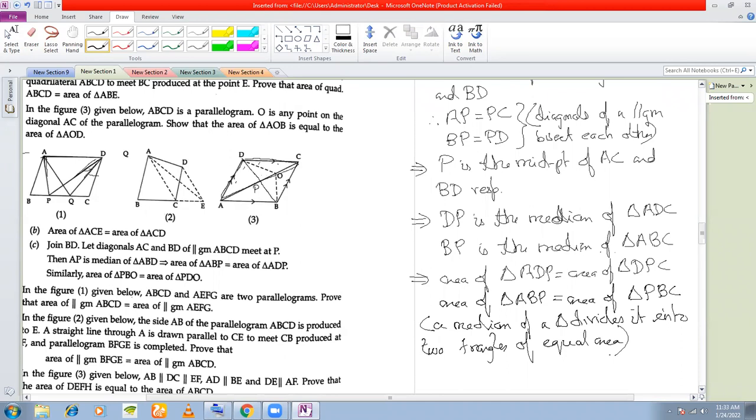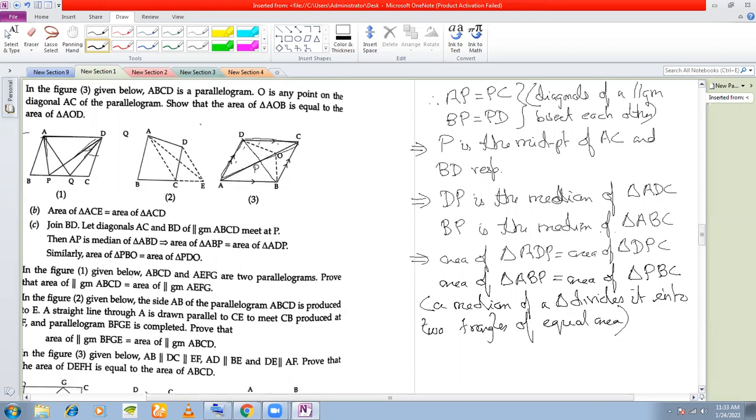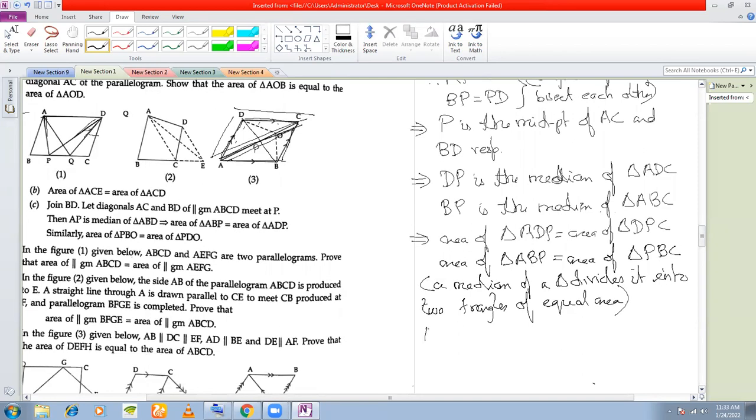Fine. Now you have to observe what you have to show. Also, what can I say? Because AC is the diagonal, I can say area of triangle ADC, this triangle, must be equal to area of this triangle. Can I say? Yes, sir. Because the diagonal of a parallelogram divides the parallelogram into two congruent triangles.